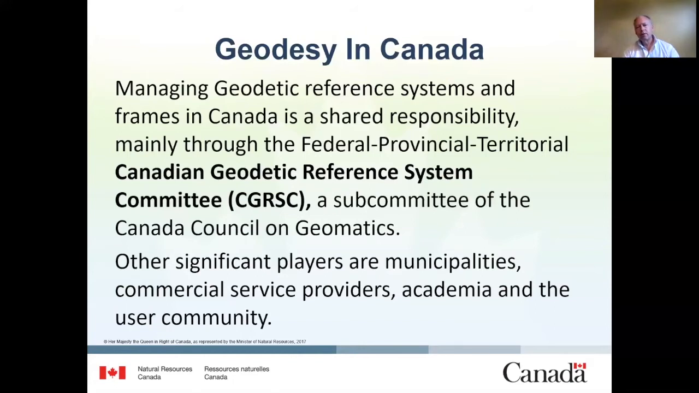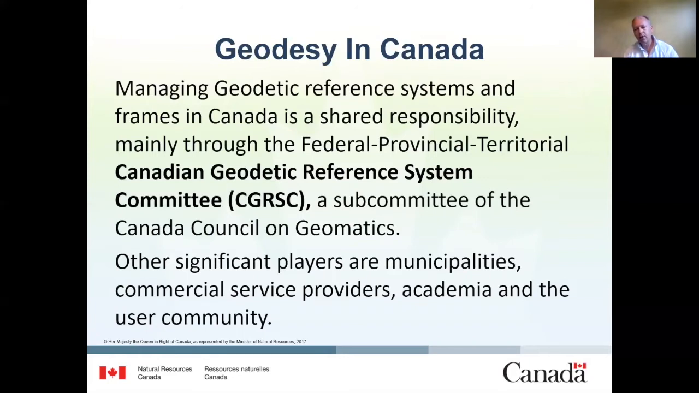In Canada, the provision of geodetic services is not solely the federal government's responsibility. It is done through the Canadian Geodetic Reference System Committee, which is a federal, provincial, territorial subcommittee of a larger group called the Canada Council on Geomatics. There are also other players. Obviously, I mentioned the City of Toronto. There are commercial service providers which provide very precise positioning in the frame required, which can differ between provinces. Academia is extremely important in Canada. Historically we're one of the world leaders in geodesy, and academia provides services as well. And the user communities.